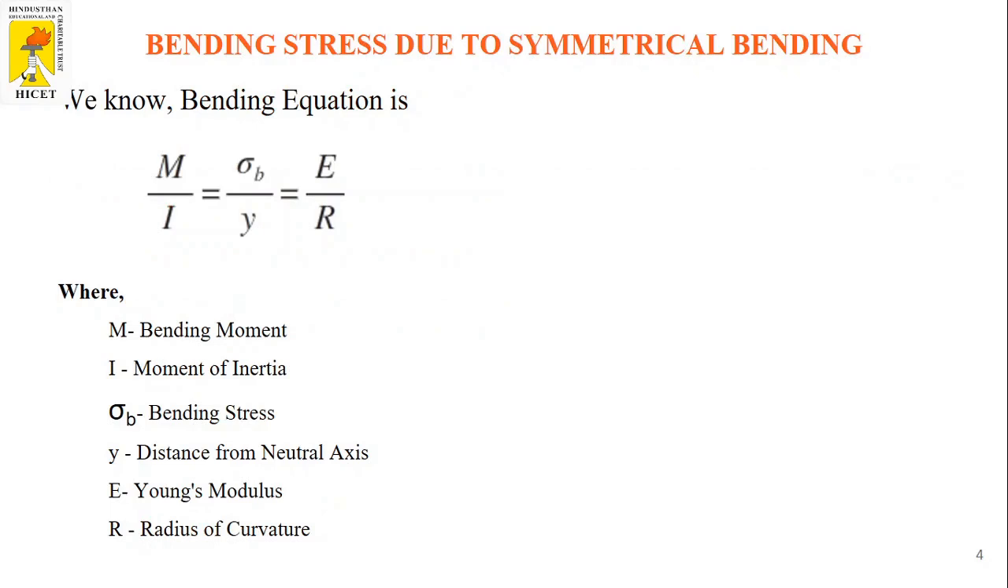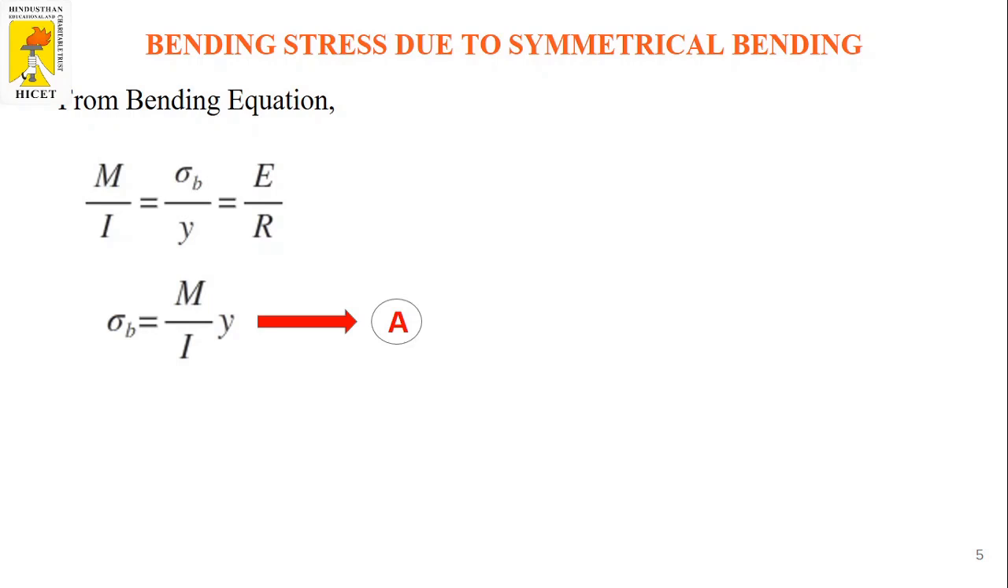We know the bending equation is M by I is equal to sigma b by y is equal to E by R, where M is the bending moment, I is the moment of inertia, sigma b is the bending stress, y is the distance from the neutral axis, E is the Young's modulus, and R is the radius of curvature. From the bending equation, if we rearrange the first two terms, sigma b can be written as M by I into y. By using this equation, we can find the bending stress due to symmetrical bending.